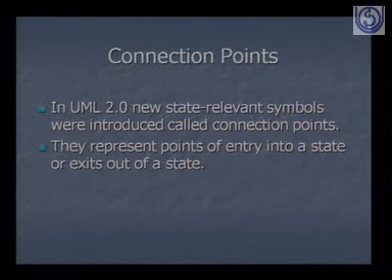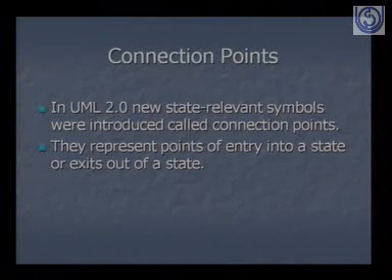Then in UML 2.0 there is also a kind of indication called connection points, wherein new state-relevant symbols were introduced. They represent points of entry into a state or exits out of a state. Earlier, in versions like 1.2, we were taking care of these two things by putting a starting point with a kind of circle, and then ending the state diagram by keeping the bull's eye. But in UML 2.0 a new category was introduced.